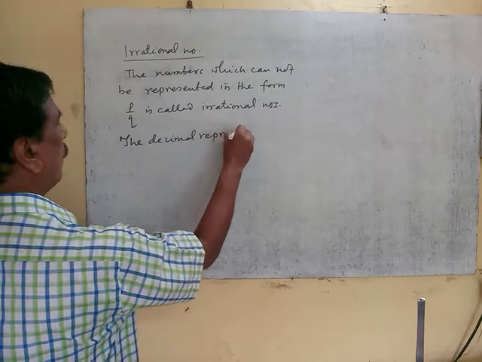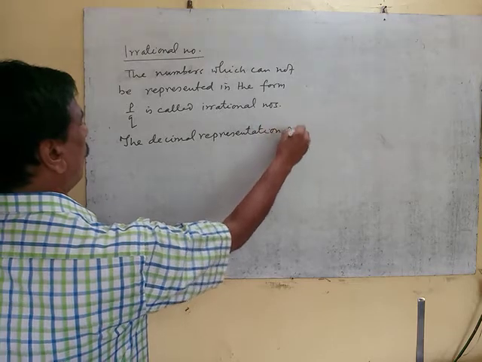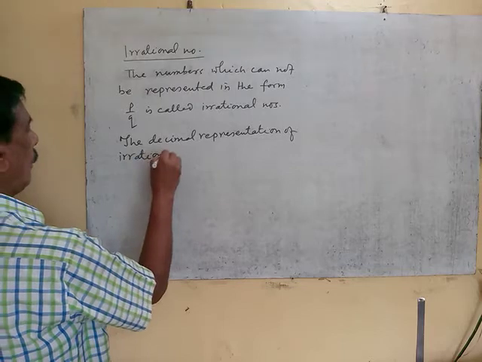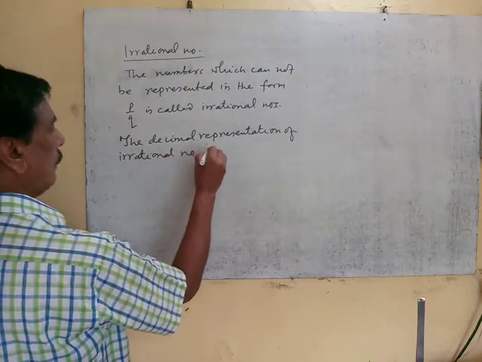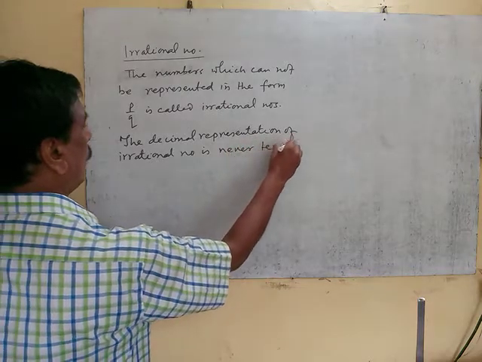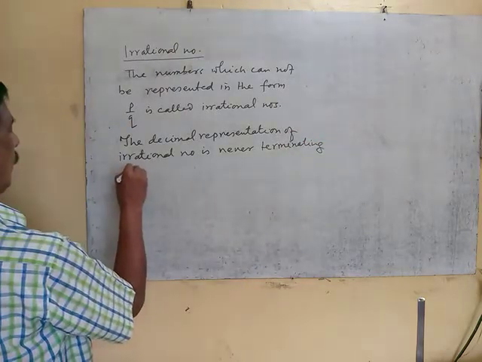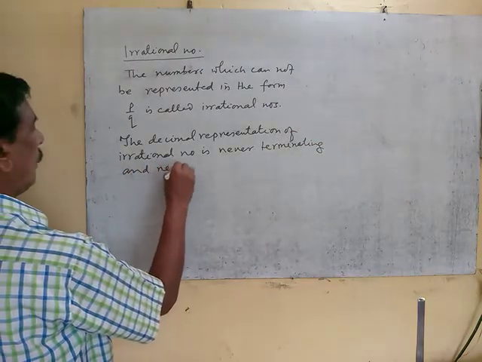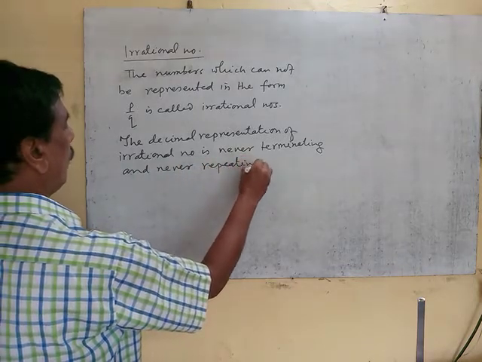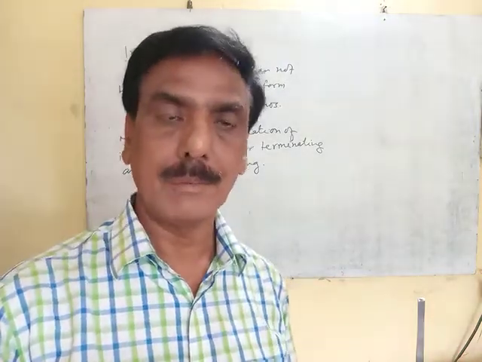the decimal representation of an irrational number is never terminating and never repeating. It will not terminate and will not repeat also.